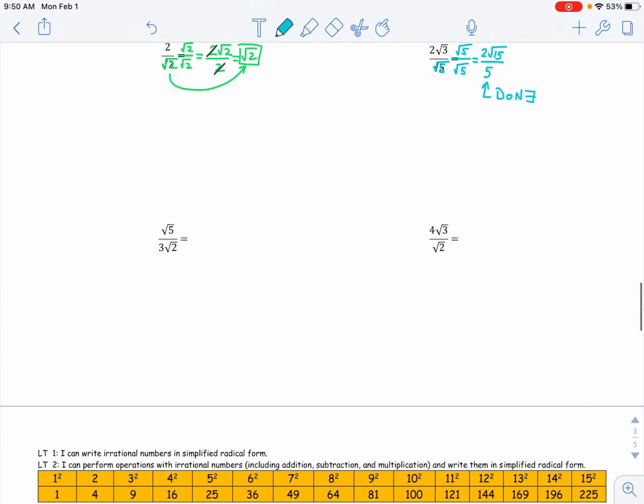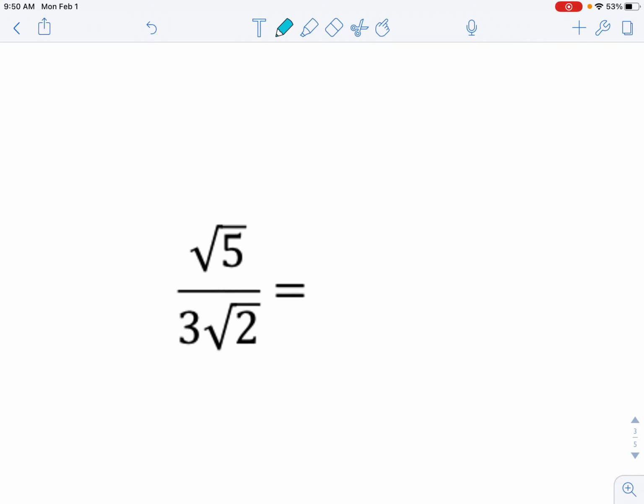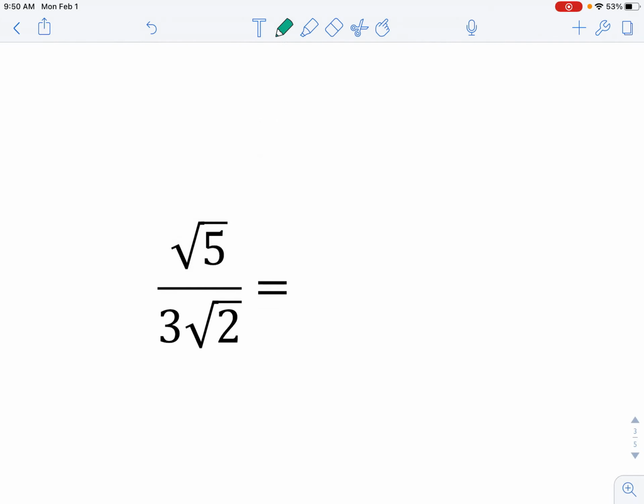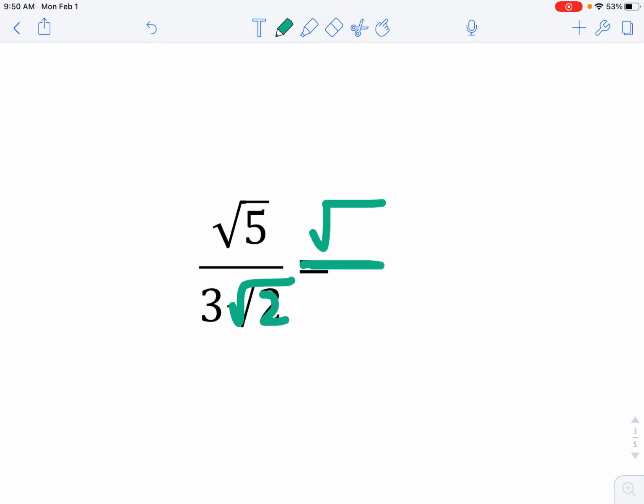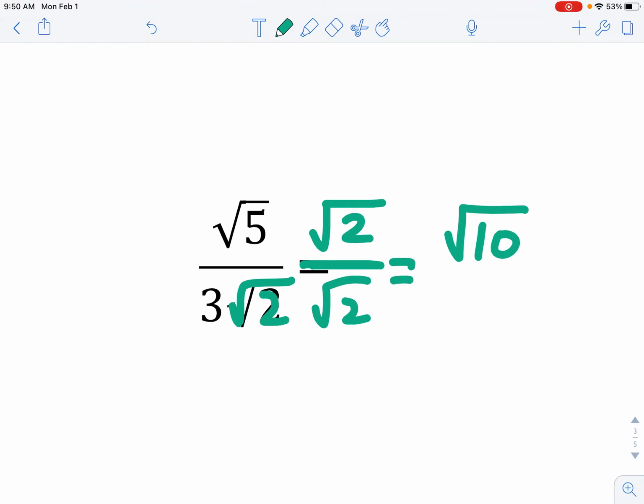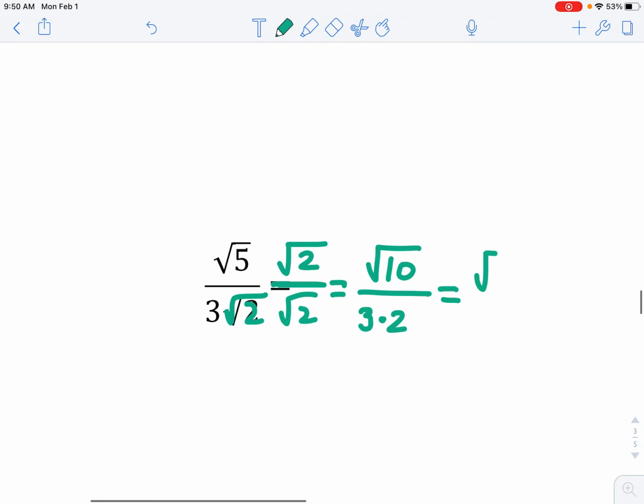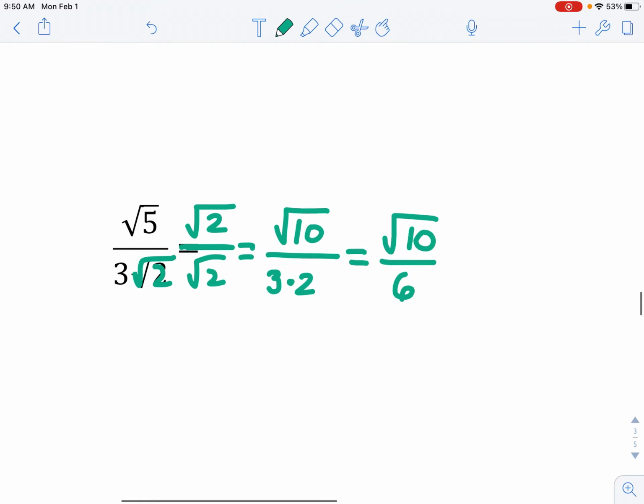Okay? Now this one right here I like as well. These last two I actually like, because why? Look at this. Radical 2. All right, remember, we just want to multiply the radical. We don't need to do the whole thing, 3 radical 2, just the radical 2. I'm going to get radical 10, and I'm going to get 3 times 2, which is going to become radical 10 over 6. And again, we consider that to be more simplified. Radical 10 cannot be reduced.